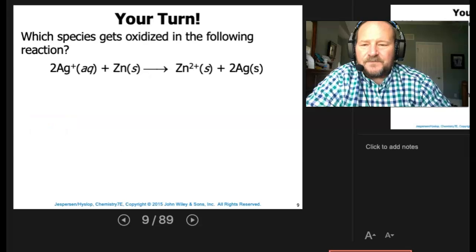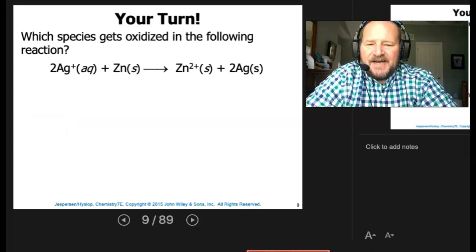All right. Which species gets oxidized in the following reaction? And a lot of times with these questions, you just got to take your time and figure out what's being asked.